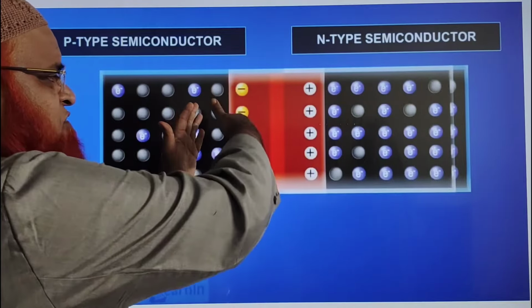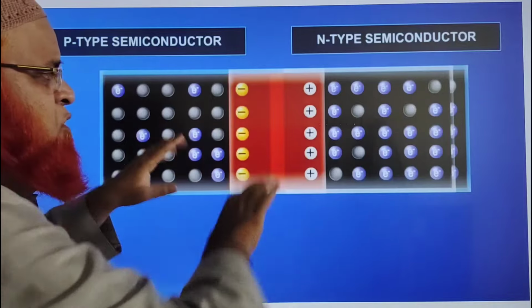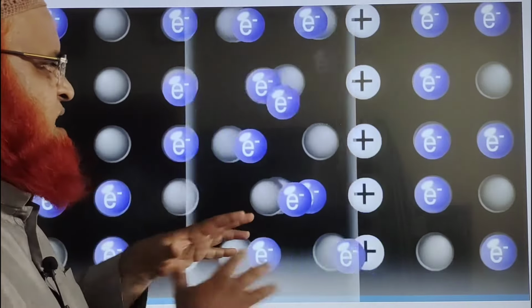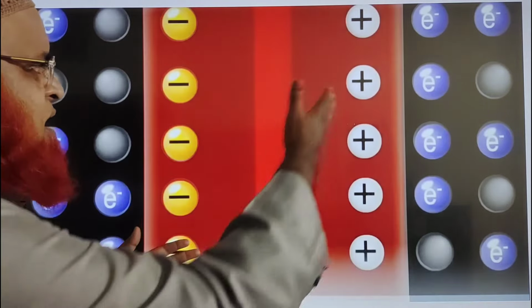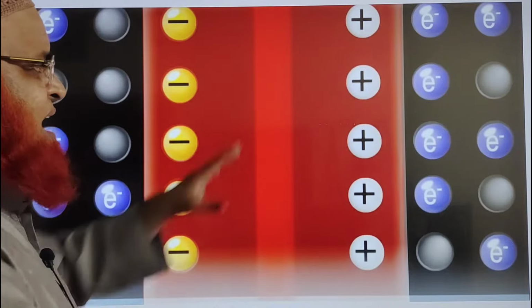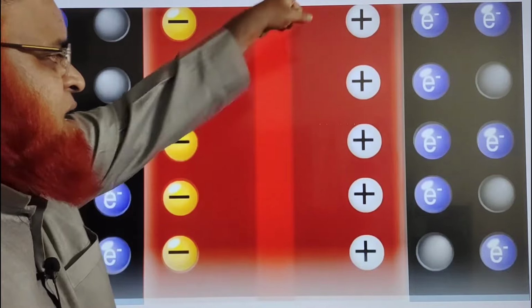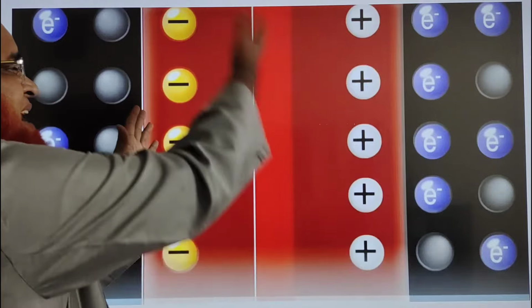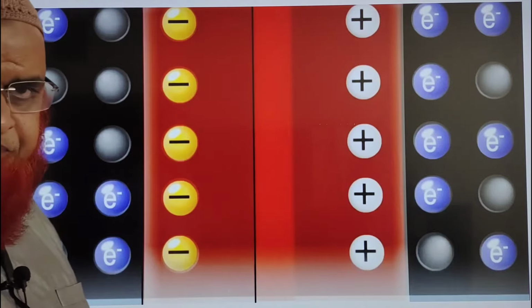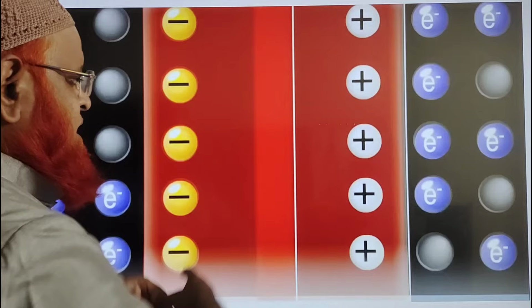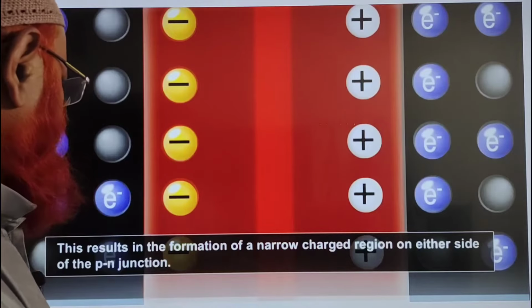First, some of the electrons will fall into the holes, and you can see positive ions and negative ions are left. Electrons shift into the holes, and when electrons are donated you get positive ions. When electrons are accepted you get negative ions here. This region is called the depletion region. Let us see what is going to happen.